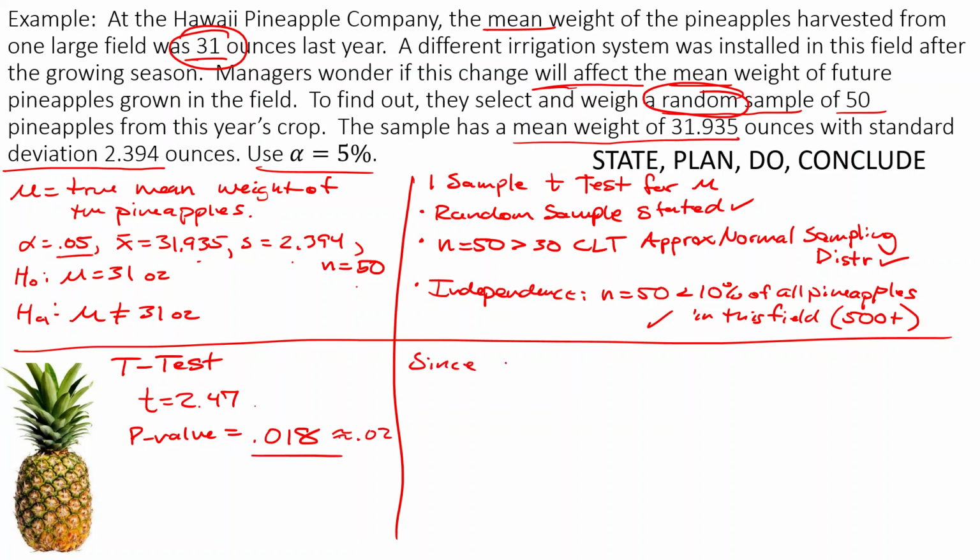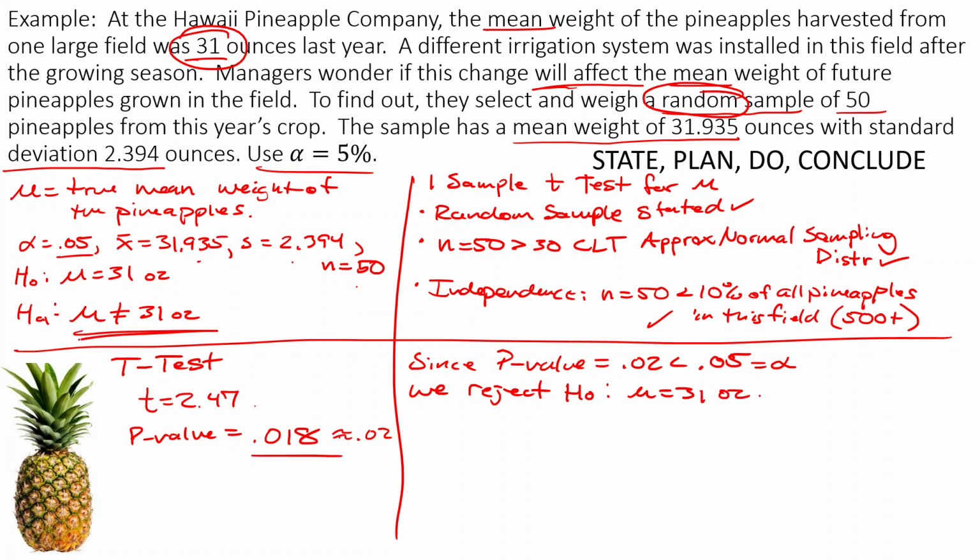So since our p-value equals 0.02, which is less than 0.05, which is our alpha, so p is low, it's lower than the alpha, so we reject the H0 that the mean is equal to 31. I started writing ounces already. 31 ounces. So that means we have significant evidence for the alternative. So we have significant evidence that, and we need to have context, so we say what our mean is.